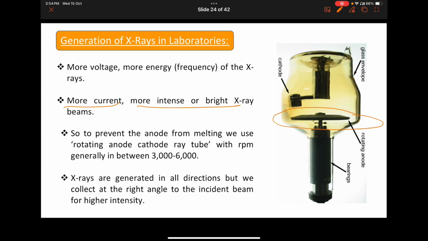As you can see, this is a diagram of the rotating anode tube. Mostly we rotate this anode at an RPM of 3000 to 6000, and X-rays are not given off in one particular direction, but they are given off in all directions.